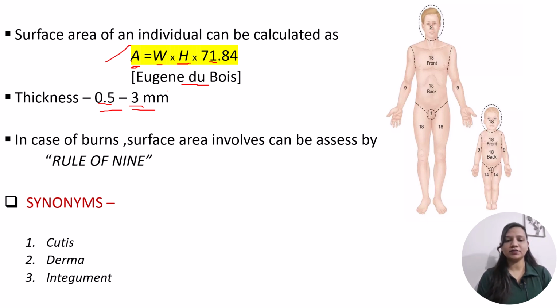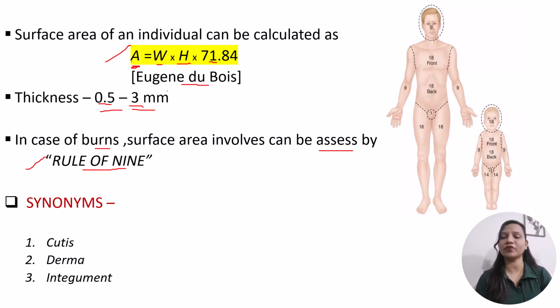In case of burns, the surface area involved can be assessed by the rule of 9. First you have to understand that the rule of 9 was first developed by Pulaski and Tennison in 1949, and then Alexander Burns Wallace in 1951 published an article describing this rule of 9. So that's why the rule of 9 is also known as the Wallace rule of 9.